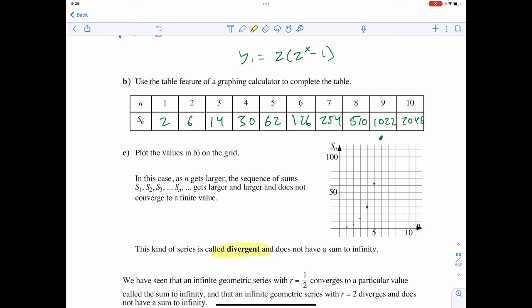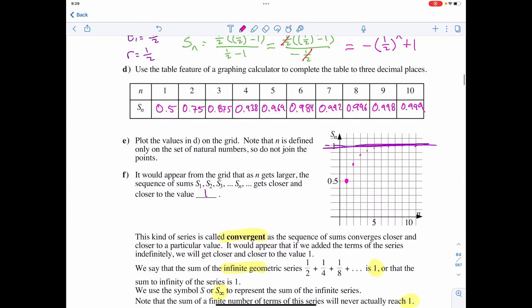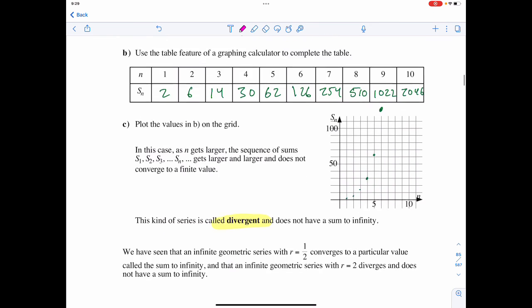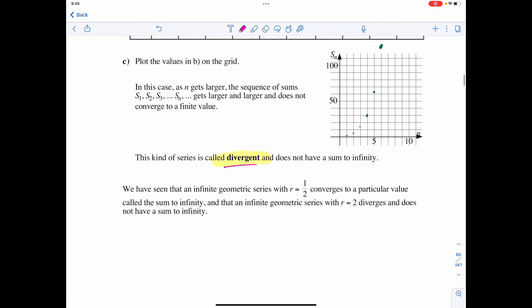We call this divergent because continually the sum is getting further and further away from each other. So unlike in the last case where we saw that the sum was getting closer and closer and closer to a specific value, in this case 1, now the space is getting further and further and further apart every single time. When things are splitting apart further, they are diverging. That's where the term divergent comes from. So, we have seen that an infinite geometric series with a common ratio of 1/2 converges to a particular value, and one with a common ratio of 2 diverges and does not have an infinite sum.